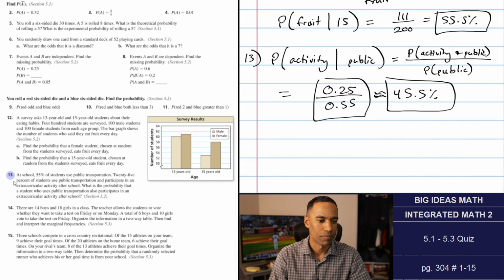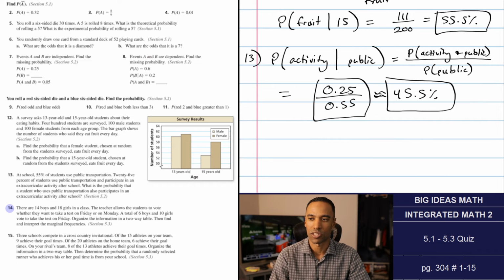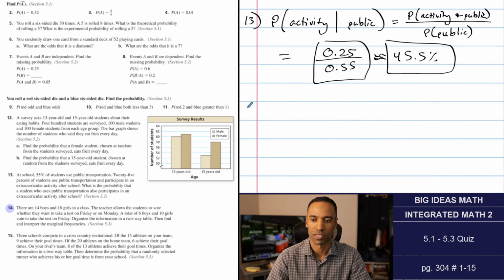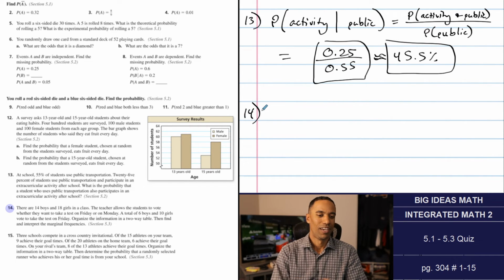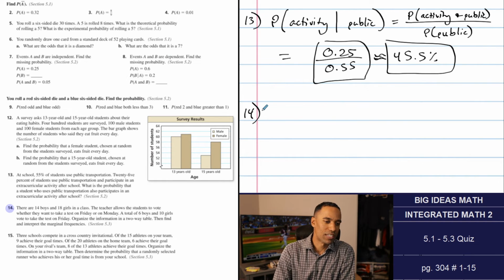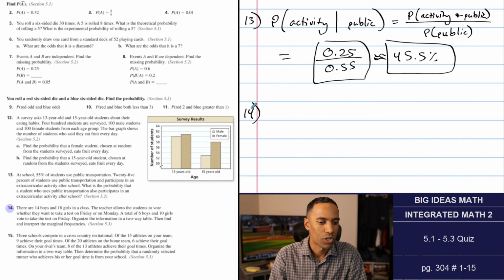Number 14. There are 14 boys and 18 girls in a class. The teacher allows the students to vote whether they want to take a test on Friday or on Monday. That sounds like something I would do for my students. Oh, it sounds like a two-way table. A total of 6 boys and 10 girls vote to take the test on Friday.